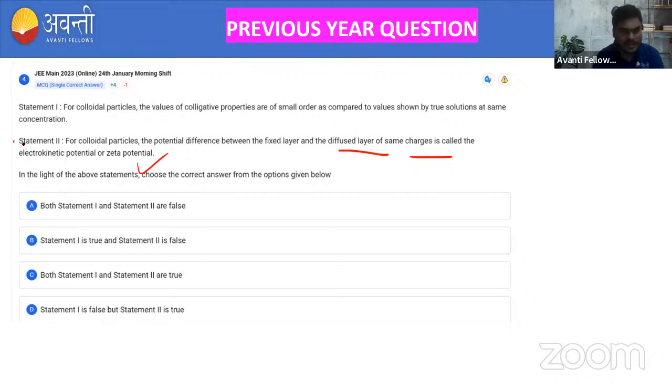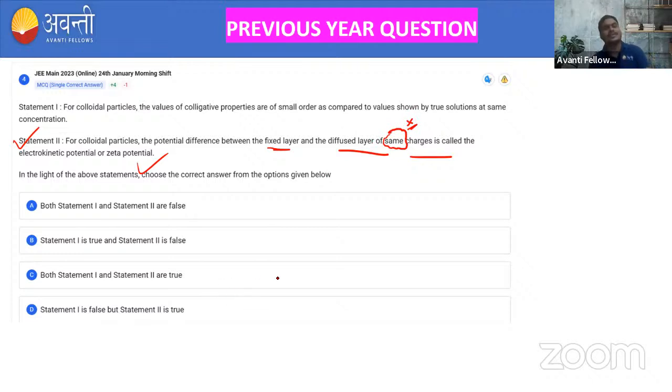First of all, let me discuss the zeta potential difference. For the colloidal particle, the potential difference between the fixed layer and the diffuse layer of the same charges is called the zeta potential, according to statement 2. This is the false statement. Why? Because the potential difference between the fixed layer and the diffuse layer is of the opposing charges, not the same charges. Here the word mentioned is the same charges, so this is not the correct one.